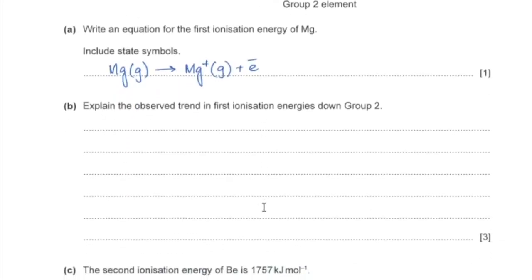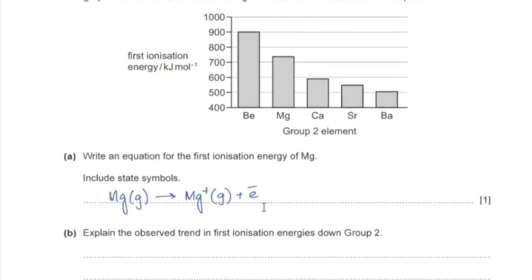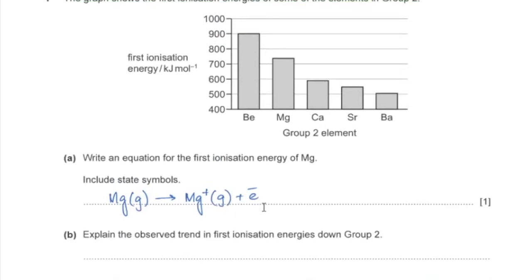Part B, explain the observed trend in first ionization energies down group 2. So first ionization energy decreases down group 2 because the size of the atoms increases as outer electrons get farther from the nucleus due to increasing shielding, and thus the nuclear attraction, which is the force of attraction between valence electrons and nucleus, decreases. As a result, relatively less energy is required to remove an electron from an atom that's down in group 2 as compared to that which is on top of group 2.